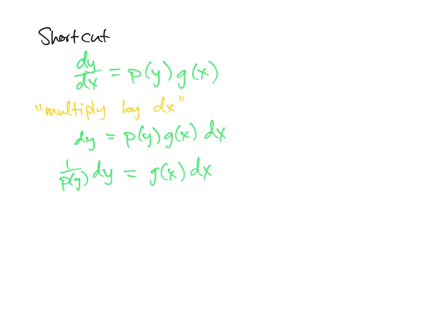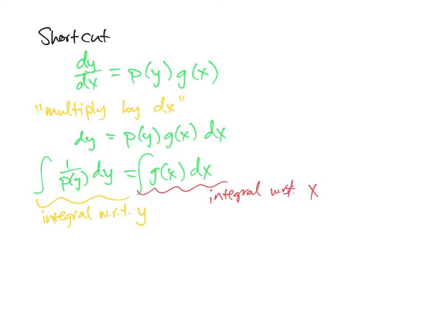And these dy's and dx's make us think that we can integrate. So let's just put an integral sign. And these integrals make a lot of sense. This one on the left-hand side is an integral with respect to y, and the one on the right-hand side is an integral with respect to x. So this reminds you that you can find antiderivatives.